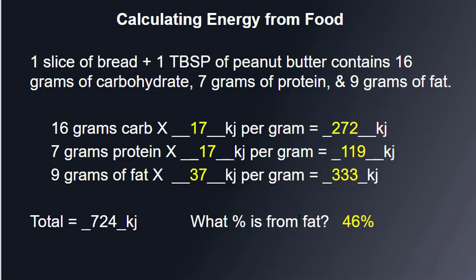And we can actually work out the percentage fat. So percentage fat is now 46. Percentage fat is simply the kilojoules from the fat, 333, divided by the total kilojoules, 724.